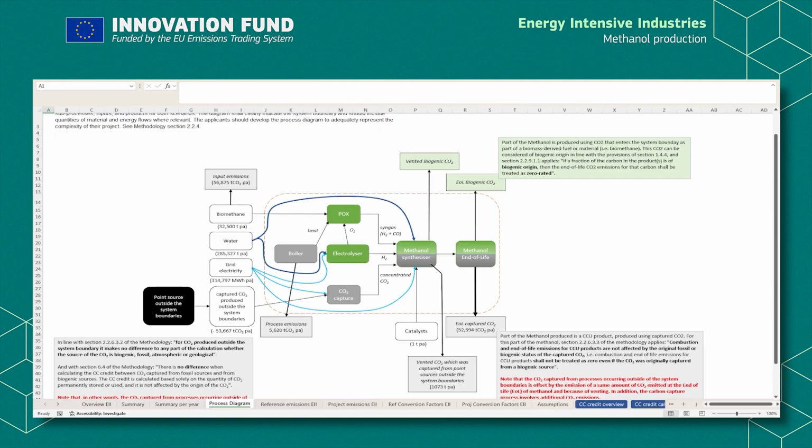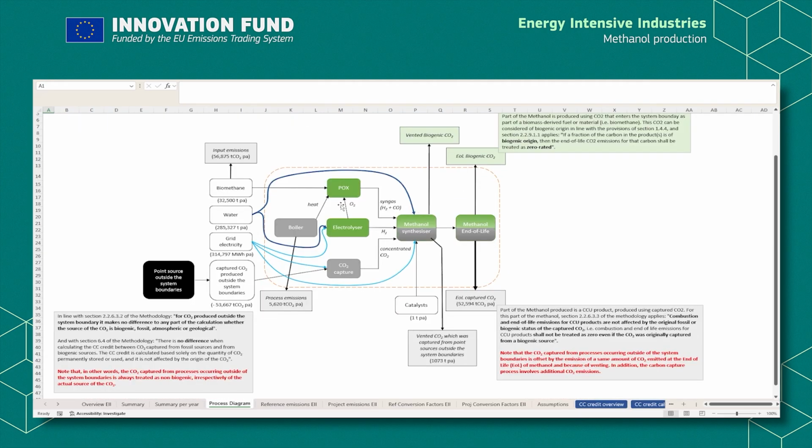The process diagram can be a schematic diagram of your process units and flows. For this example, I have included a schematic process illustration. The process we are modeling today is based around a partial oxidation reactor, an electrolyzer, and a methanol synthesizer. The partial oxidation reactor takes in biomethane from a third-party supplier, and oxygen that is produced as a byproduct of the project's electrolyzer. It outputs synthesis gas consisting of hydrogen and carbon monoxide.